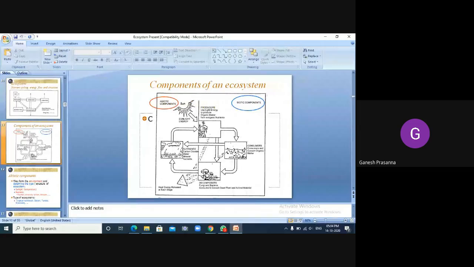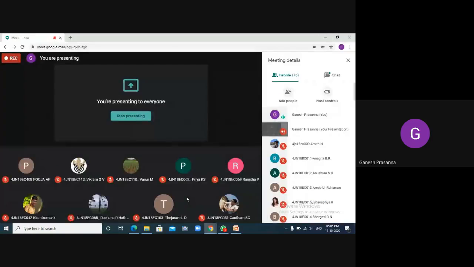Coming to the next components of the ecosystem, you can see there are two components. One is an abiotic component and the other one is a biotic component. So the abiotic components are the components which do not have life, but they support the life systems. On the other hand, biotic components are the components which have got life. Okay, biotic components are the components which have got the life.